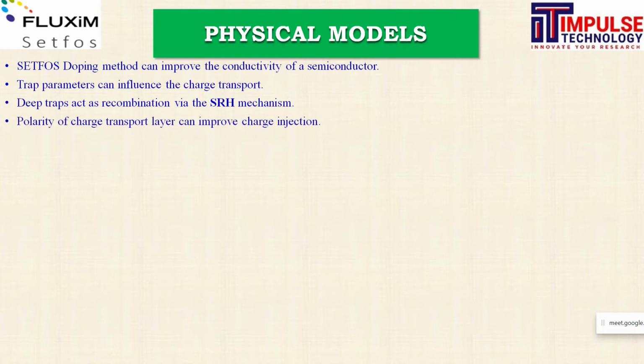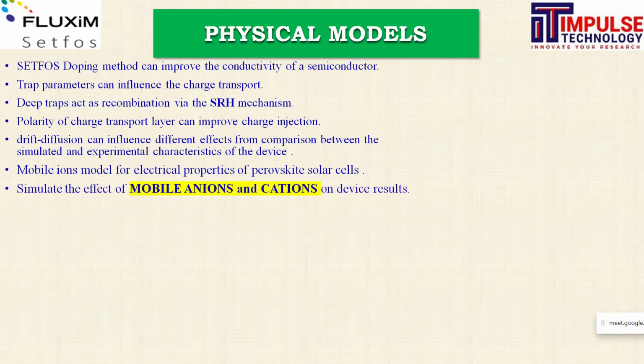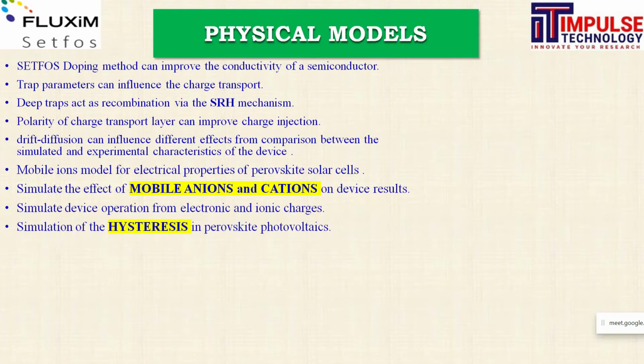Now there are various other physical models also there in this software, that is, doping module that can improve the conductivity, trap models that can improve the charge transport, deep trap models for the SRH recombination, polarity of charge transport, layer models to improve the charge injection, models for comparison between the simulation and experimental characteristics, ionic models, electrical properties models, mobile anion and cation models. These anions and cations will not be available in any other free software. So that's why this is a very big advantage.